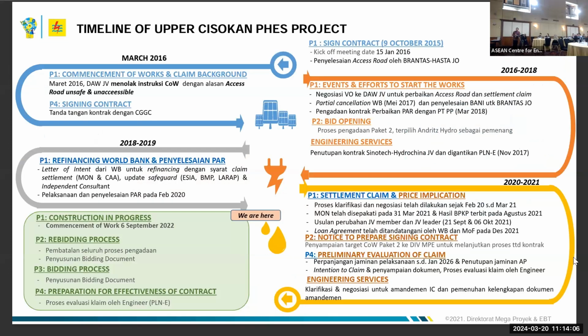Delay, yeah. Okay. This is the timeline of Upper Cisokan, yeah. We have so many problems here, but actually the problem comes from the type of project, because the project is multi-package, consisting of several contractors. It's not easy to align several contractors with different KPIs. The first problem we have during the construction is that the quality of the local contractor cannot be matched with the international contractor.